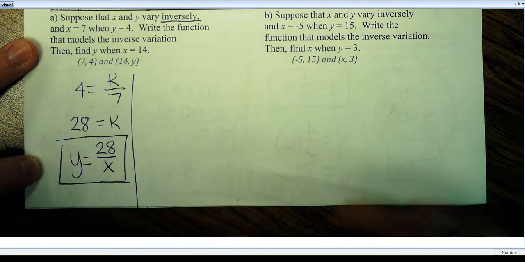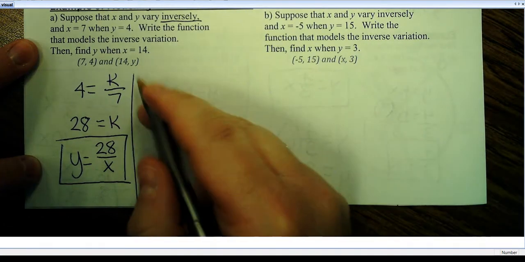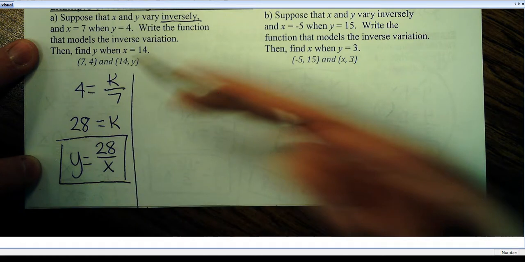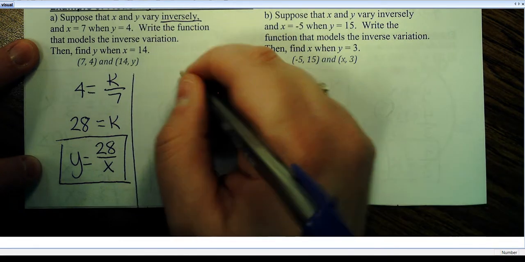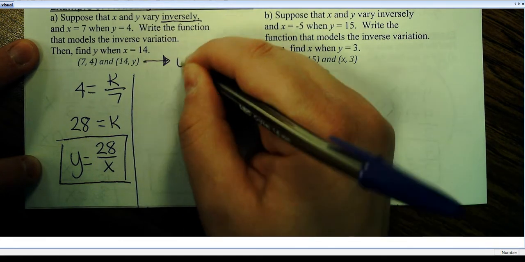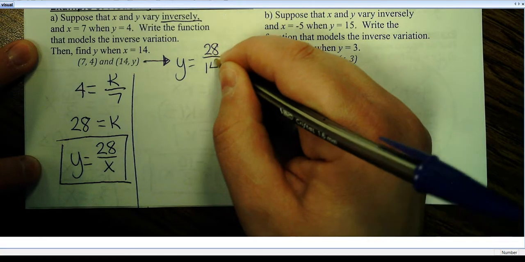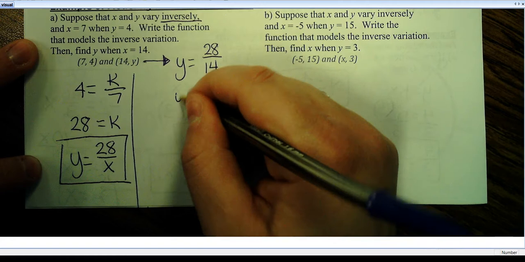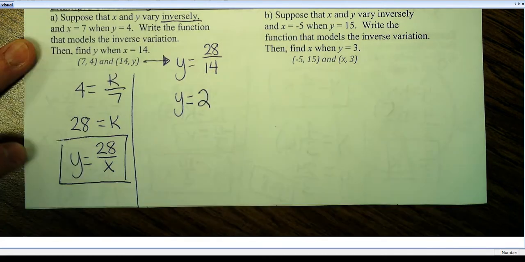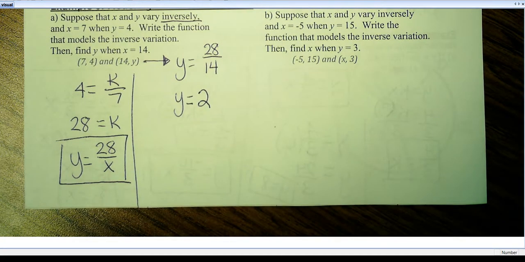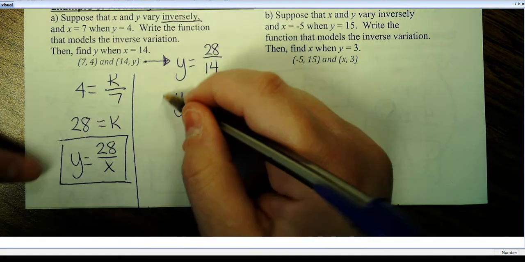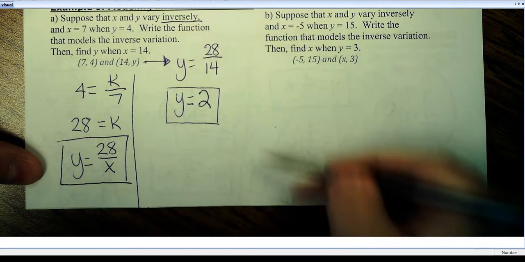Part 2, once we've got our equation, we're good to go here. Find y if we know x is 14. So if that's the case, I know my constant of variation for this situation is 28 and the x-coordinate is 14. So for that, all I would need to do is divide 28 by 14. So 2 answers to a lot of these questions.